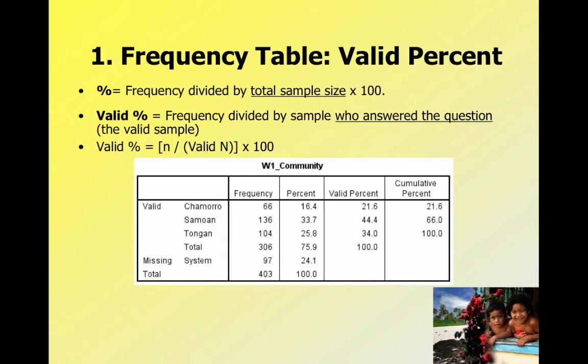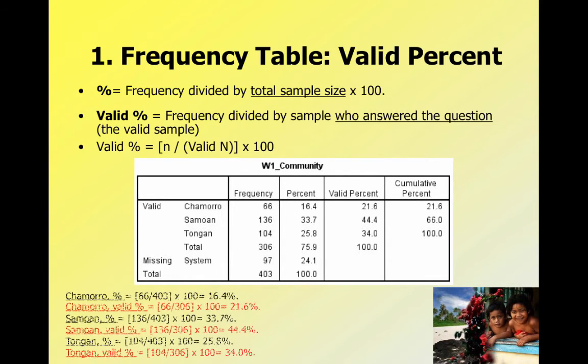Okay, so hopefully you worked through this and you were able to calculate the percent and valid percent and match them up with what we see here. And if not, here's simply how we work through it. As we can see, Chamorro percentage, 66 people out of a total sample size of 403 times 100 gave us 16.4%, which is just a regular percentage.